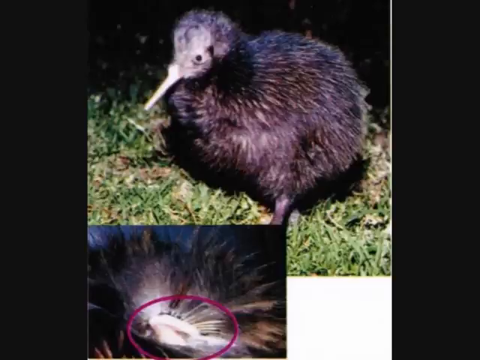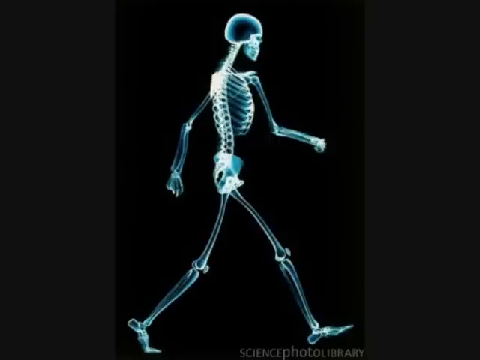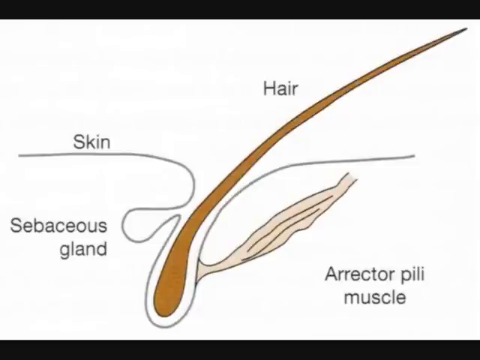The North Island brown kiwi is a flightless bird that has tiny useless wings. The rubber boa has remnant hind limbs. Vestigial structures are also common in humans, including, but not limited to, a rudimentary tailbone, the coccyx, and tiny muscles called erector pili at the base of each hair.